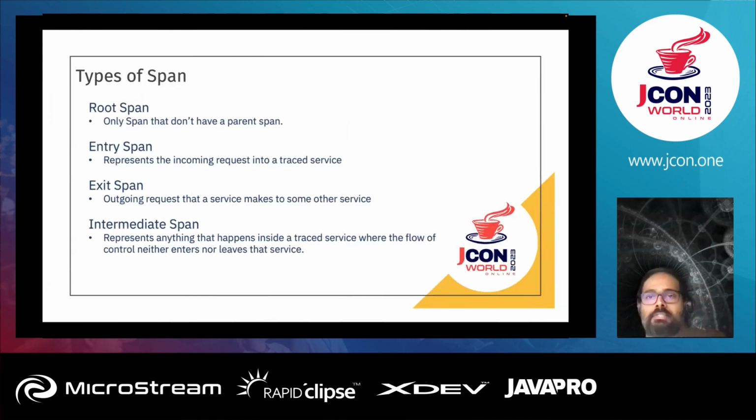So now let's also understand the different types of span. So which is a root span? Root span is the first span which you don't see any parent for. So we can assume this is the first span, or the initial span, where the transaction starts. Everything starts from the root span.